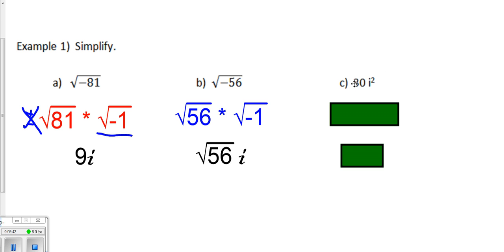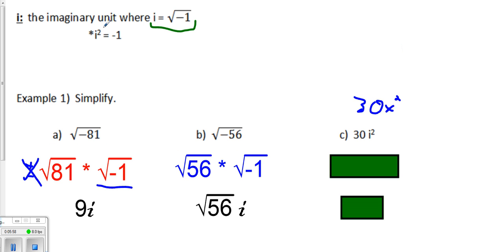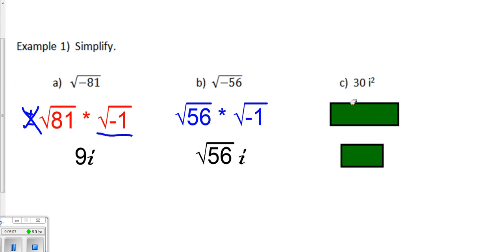And lastly, if we have 30 times i squared, 30i squared. Notice it looks a lot like if we were to say 30x squared. We write it right next to each other. x is a variable. i technically is not a variable. We already know exactly what i equals. It's the square root of negative 1. So it's not quite the same as a variable, but you can kind of treat it like a variable.